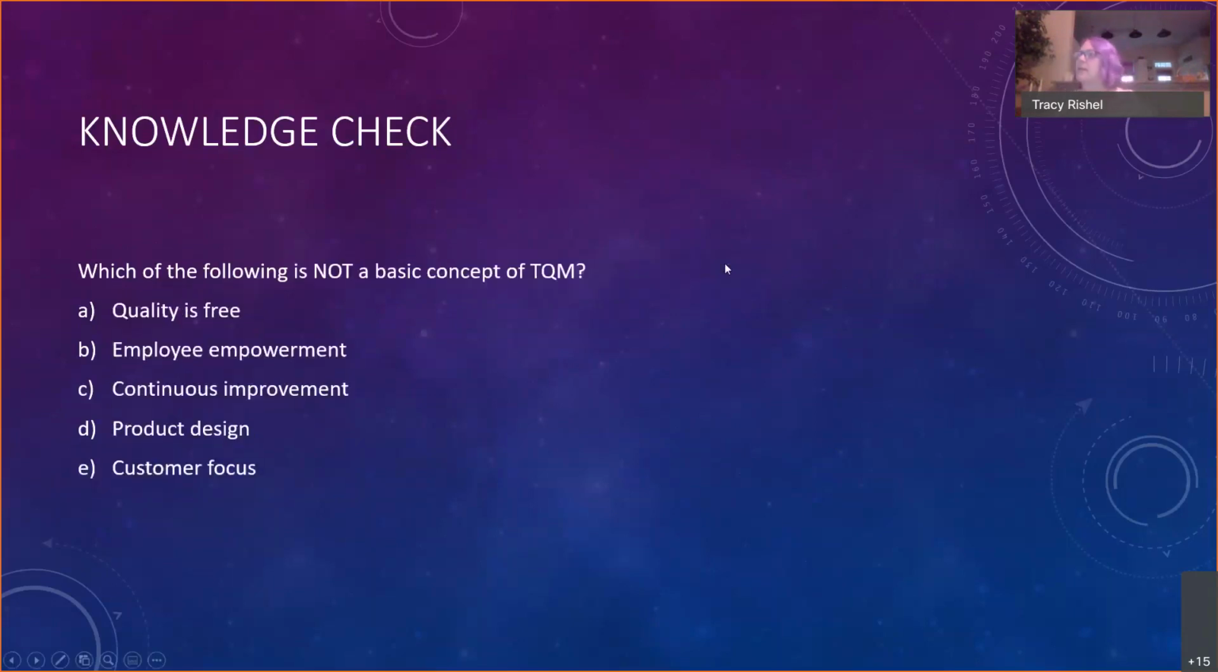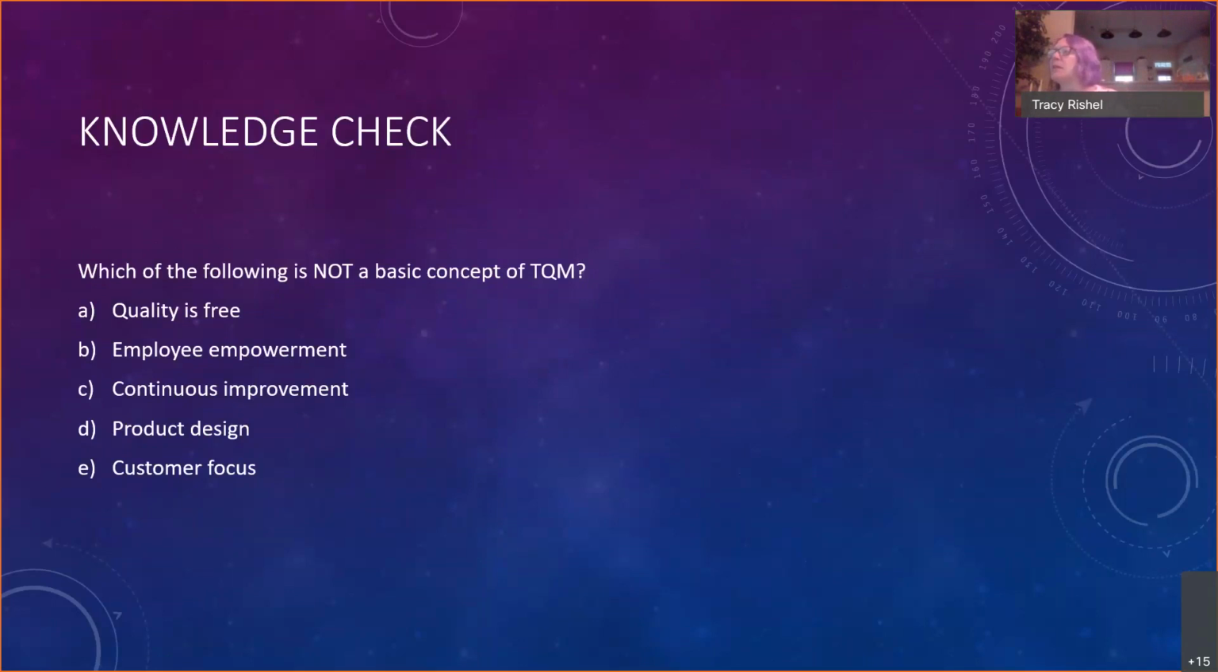If I can get this to go forward, there we go. Which of the following is not a basic concept of TQM, or total quality management? A, quality is free. B, employee empowerment. C, continuous improvement. D, product design. Or E, customer focus. There's 7 basic concepts of TQM. 4 of these are true concepts of TQM. 1 is not. Which one is that?